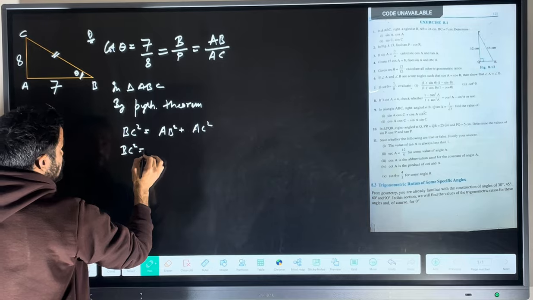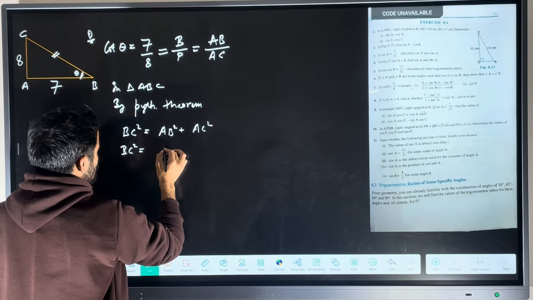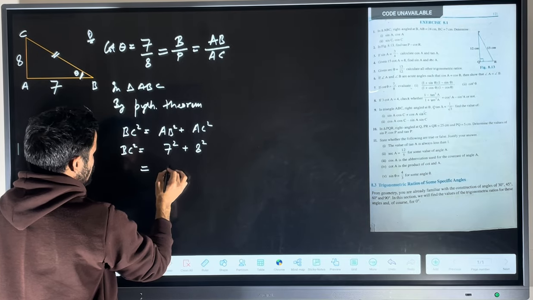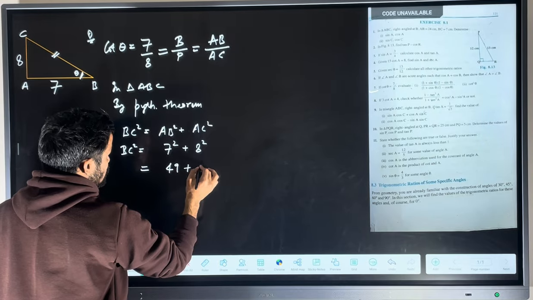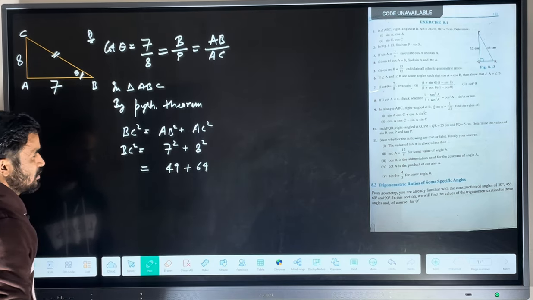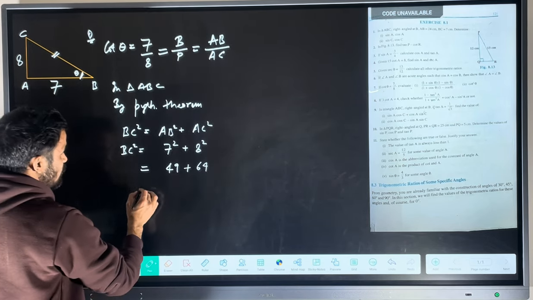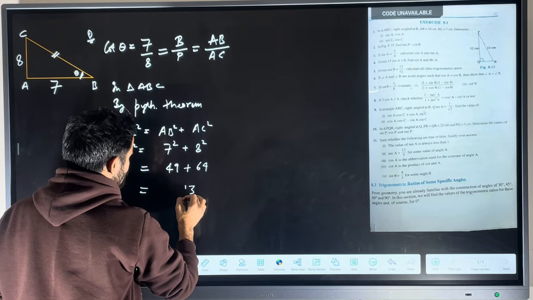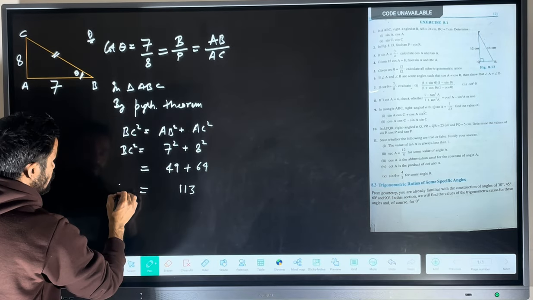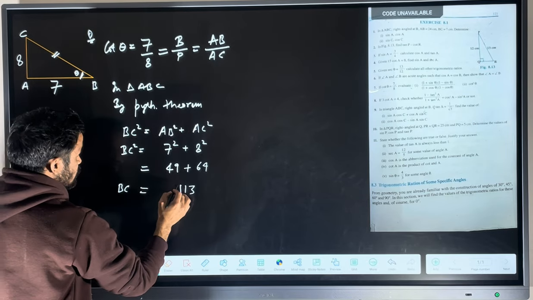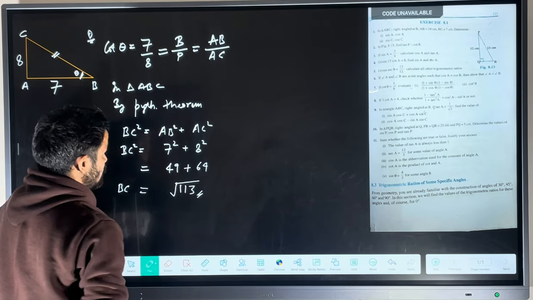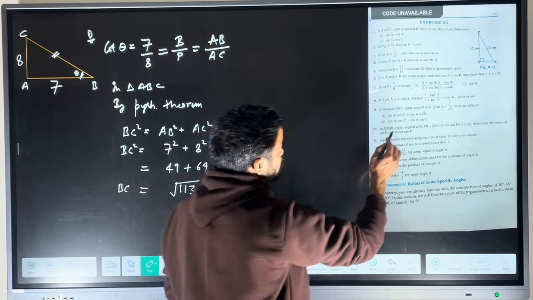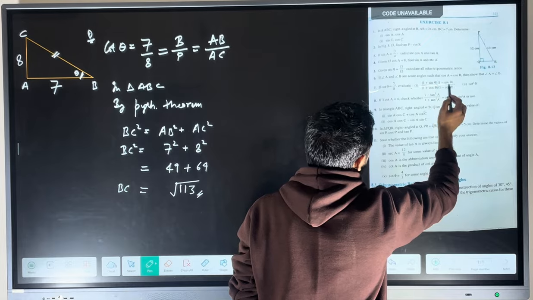So BC square is equal to AB square plus AC square. What is the value of AB? 7 square plus 8 square. Now what is the value of 7 square? That is 49 plus 64. If we add this, we get 113. So BC is equal to under root 113.